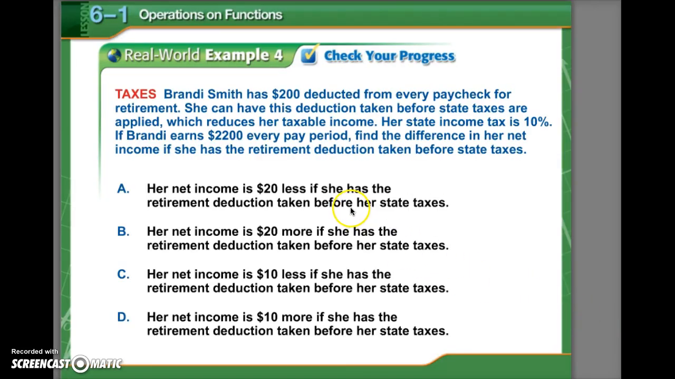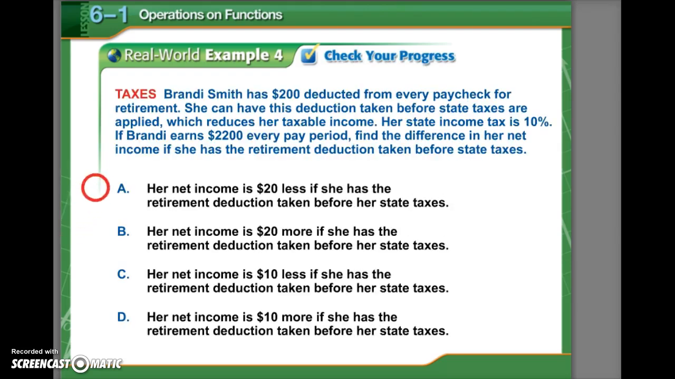Okay, here's one for you guys to check your progress on. It's pretty much the same concept as the example 4. So pause the video as long as you need, work on the problem, and when you have your answer, come on back and advance to the next slide. Okay, the answer this time is B. Her net income is $20 more if she has the retirement deduction taken before her state taxes.